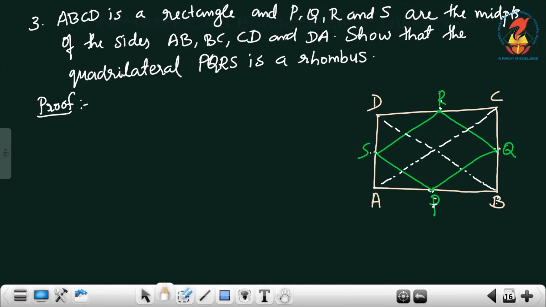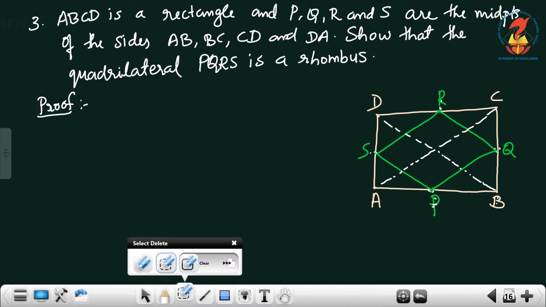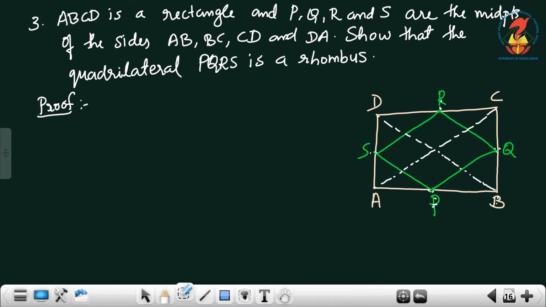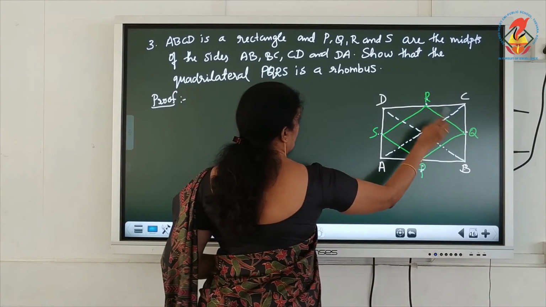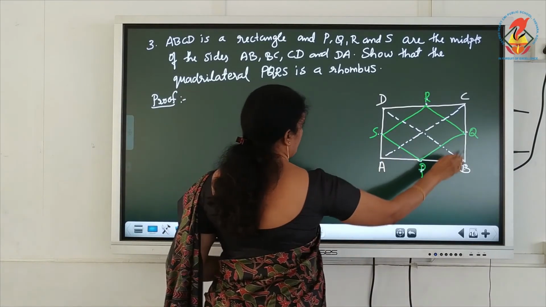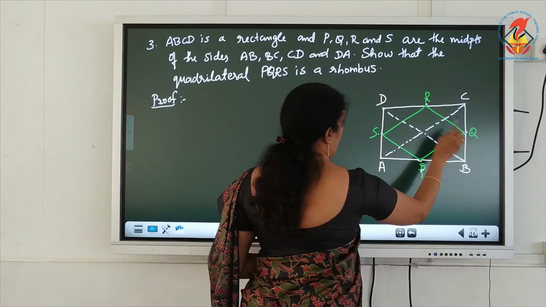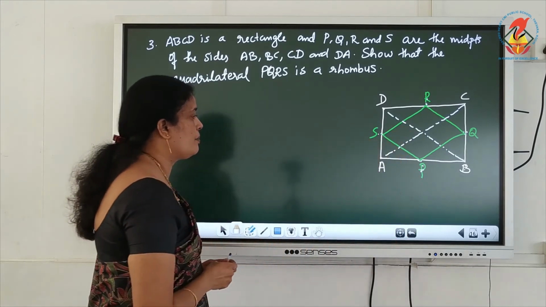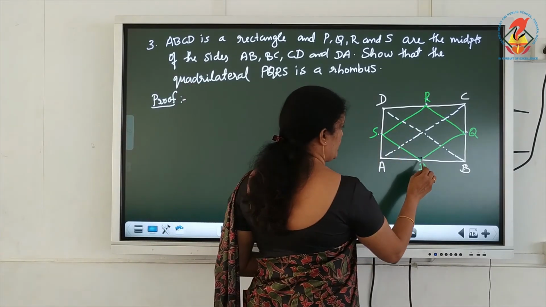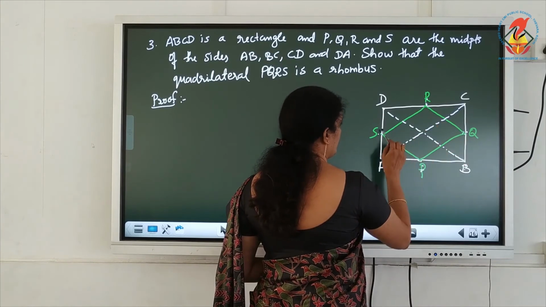Question number 3. ABCD is a rectangle and P, Q, R and S are the midpoints of the sides AB, BC, CD and DA. Show that the quadrilateral PQRS is a rhombus. Here it is already given that ABCD is a rectangle, and P, Q, R, S are the midpoints of AB, BC, CD and DA. We need to prove that PQRS is a rhombus. Rhombus means all sides are equal. We need to prove PQ equal to QR equal to SR.